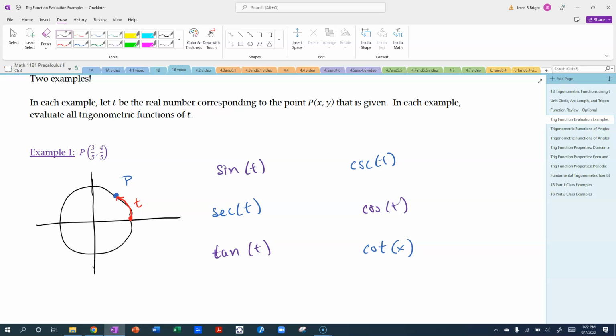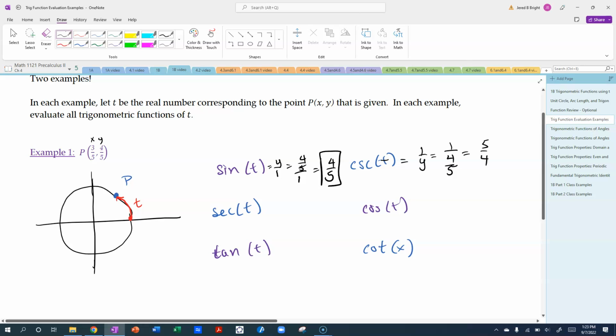So I digress. Here we go. Sine is the ratio of, okay, this is x, this is y. Sine is y over 1. So this is just 4/5 divided by 1, or 4/5. Cosecant would be the reciprocal, so 1 over y. Again, I'm doing a lot of work. If you can get it in fewer steps, please, by all means, do fewer steps. But show your work. 5/4. We need to divide 1 by a fraction. The fraction flips.